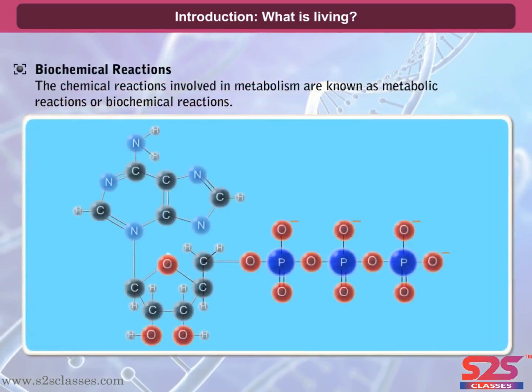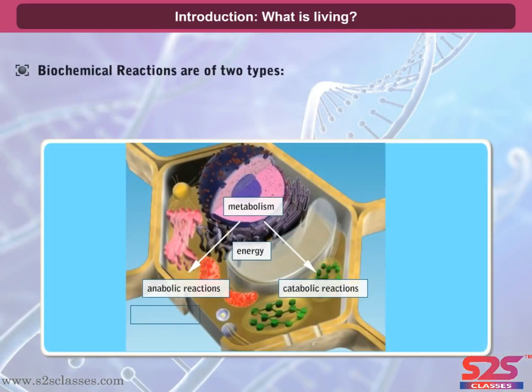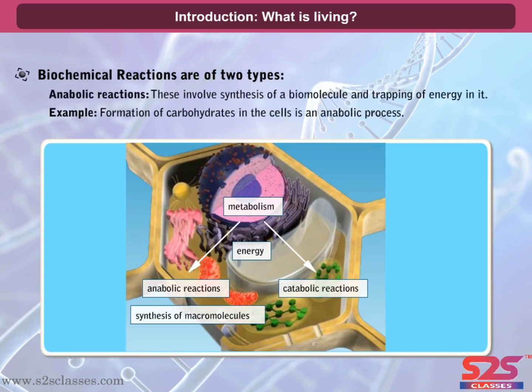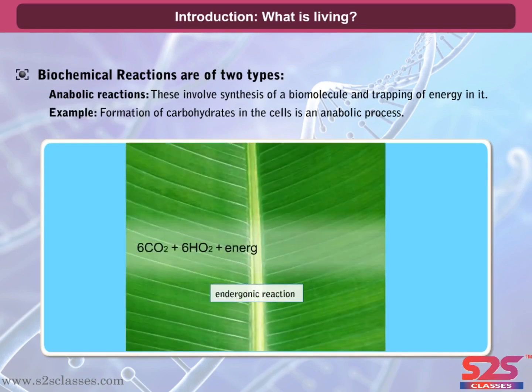Biochemical reactions. The chemical reactions involved in metabolism are known as metabolic reactions or biochemical reactions. Biochemical reactions are of two types. 1. Anabolic reactions. These involve synthesis of a biomolecule and trapping of energy in it. Example: formation of carbohydrates in the cells is an anabolic process.